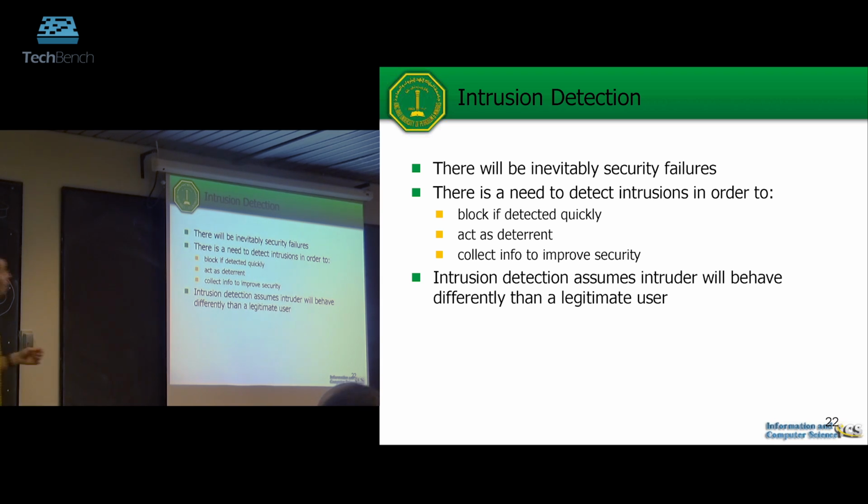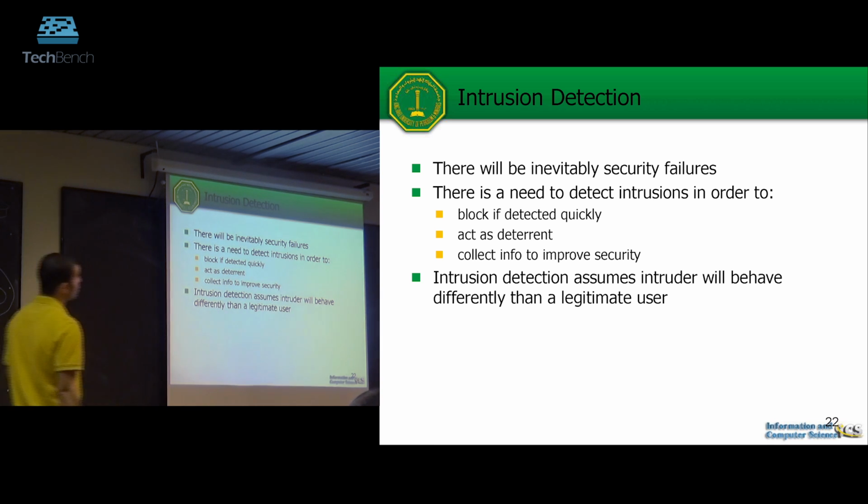Because if you watch all the traffic or all the network, you can see abnormal behavior here and there. So why is detection important? Because if you can detect attacks very quickly, you can even block them. If you can detect them at the right time, in the middle, before they proceed, you can block them. It acts as a deterrent. If an attacker knows that there is some detection mechanism, he will think twice before launching the attack. And you collect information to improve security. Even if the attack is successful, if you have details about what happened, you can protect against future attacks.